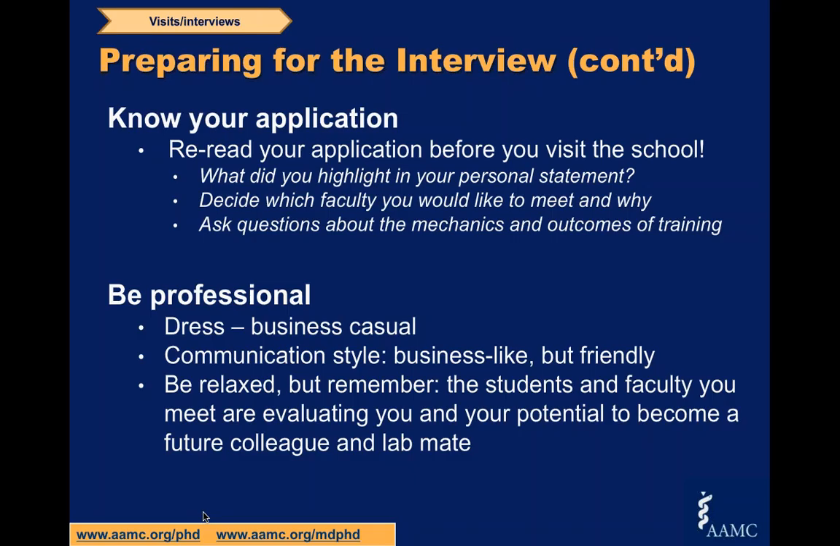You also want to communicate appropriately, somewhat formal yet friendly, and you want to definitely be on your toes at all times. You can relax, but you should remember that at the school you're visiting, the students and the faculty you meet will be evaluating you throughout your time on that campus. You should also be evaluating them. They will be looking and thinking in their head, is this applicant a good fit for our program and for the research that we do? And you should be thinking the same thing.